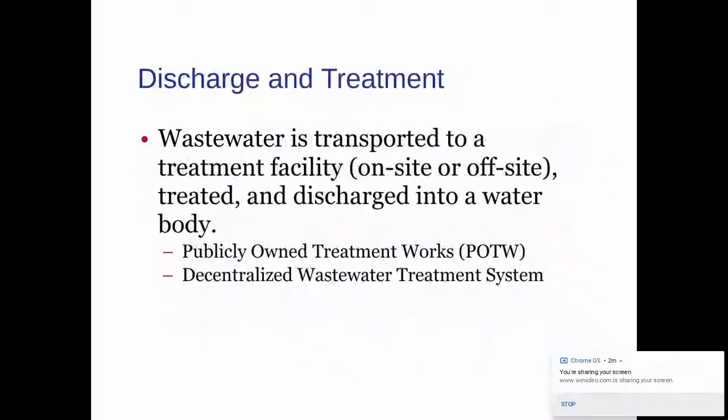The two different types of systems here are publicly owned water treatment works. So, here at Maine East or Maine Township, pretty much everyone lives in an urban or suburban area, and as a result, pretty much all of our water is going to be sent to a publicly owned treatment work. We don't live in a rural enough area that people are going to be having septic systems, but we will talk about how that works. That would be a decentralized wastewater treatment system.